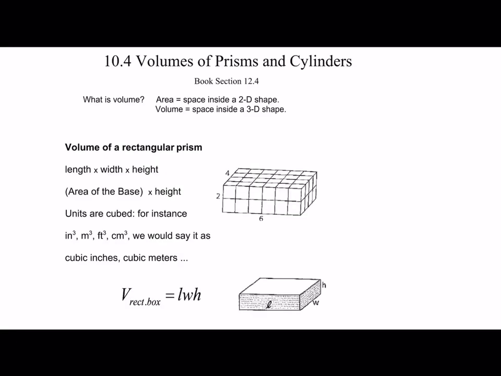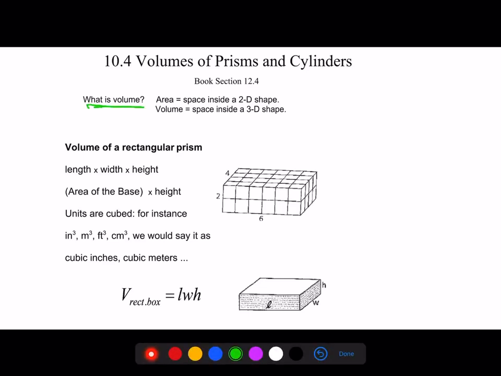So, getting started. 10.1 volumes of prisms and cylinders. First off, they ask, what is volume? Well, we know volume is the space inside a 3D object, when area was just the space inside a 2D object. So now we're just switching to 3D. That changes our formulas a little bit and our units a little bit.